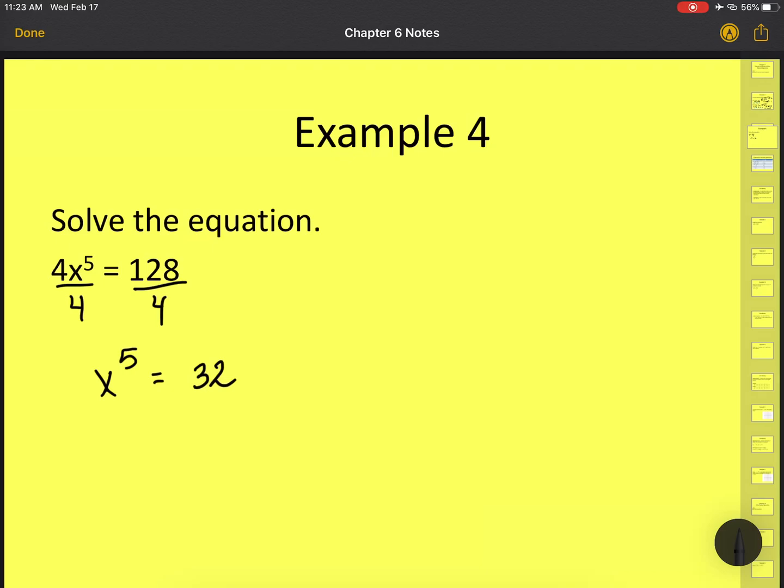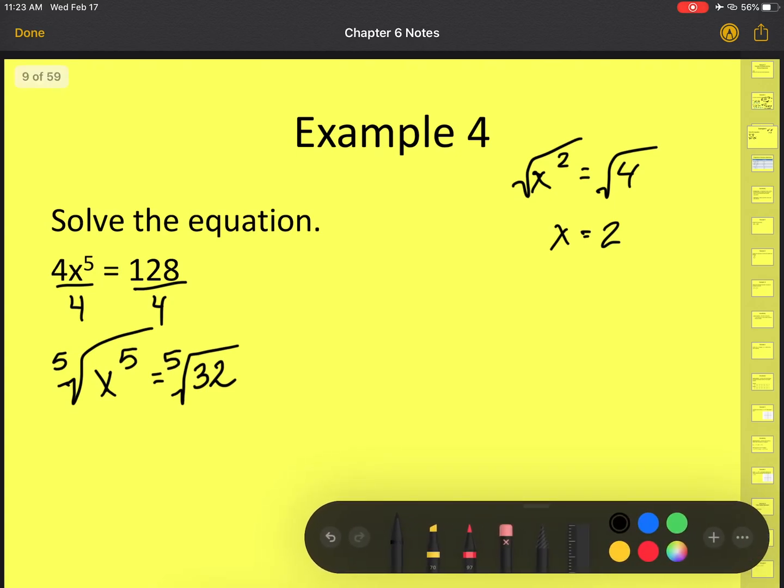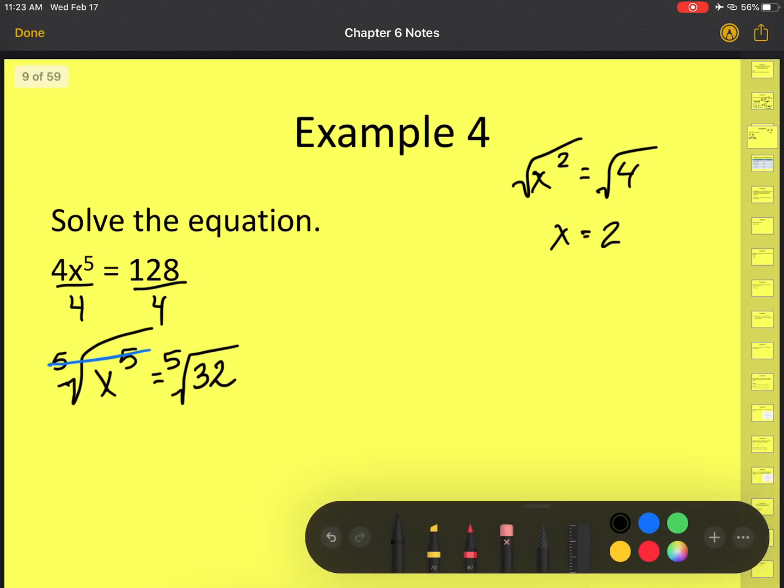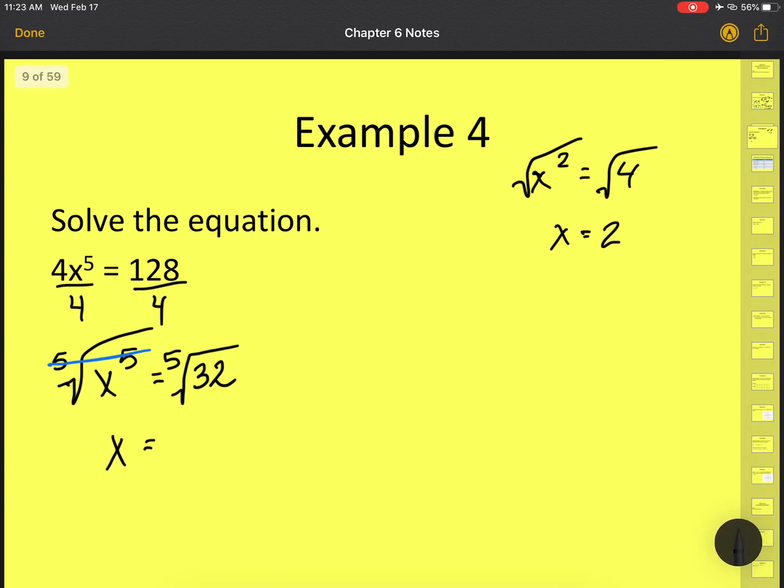But now we got to get rid of that 5 as an exponent. So we're used to saying, okay, if we got x squared equals 4, well, to undo that power of 2, we take a root, and we end up with 2. We're going to do the same kind of thing, but we're raising it to the 5th root of x to the 5th, because they undo each other. Okay, so this time we're left with x, and we can put in the calculator the 5th root of 32.